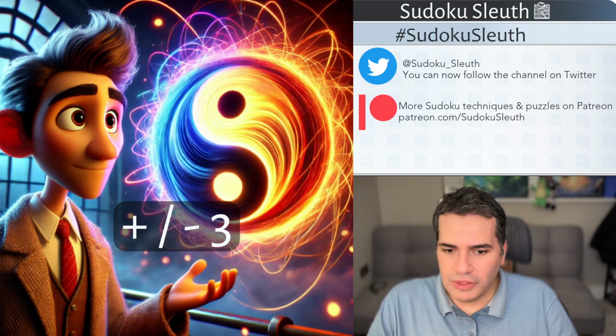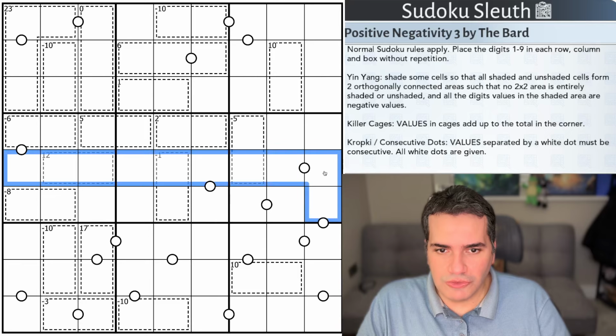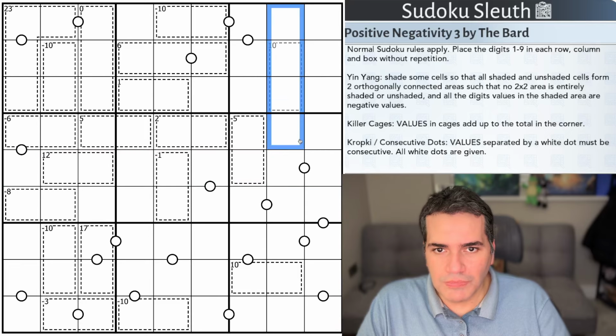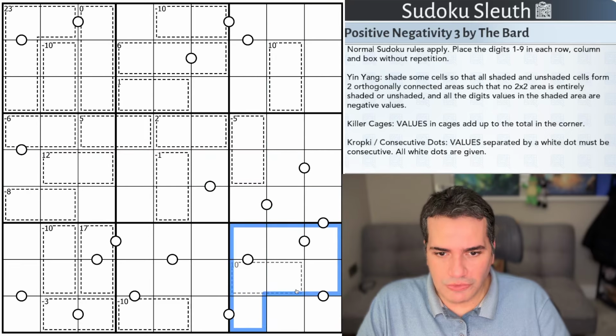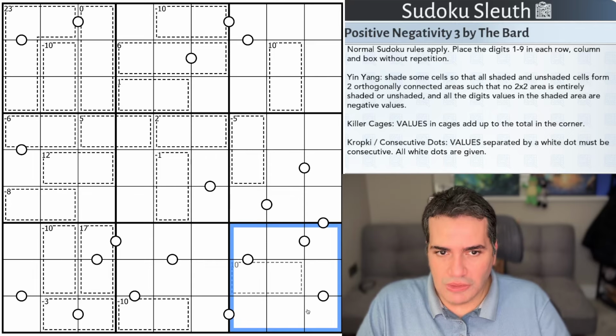Anyway, let's take a look at today's puzzle and rule set with Positive Negativity 3 by the Bard and the following set of rules. So normal Sudoku rules apply, very familiar for everyone. Place the digits 1 to 9 once each in every row, every column, and every 3 by 3 box. So nothing unusual here. From here on, there's Yin Yang, and then we'll talk about values. Second rule is Yin Yang.